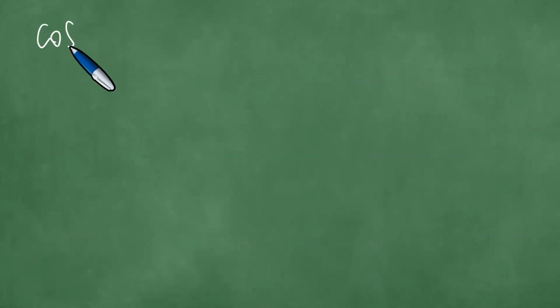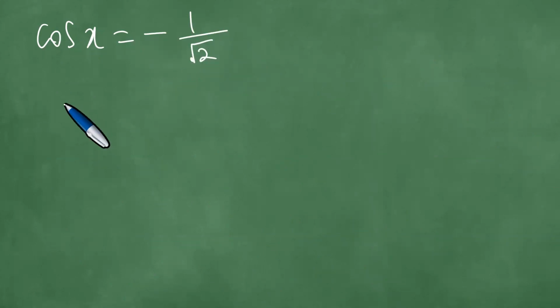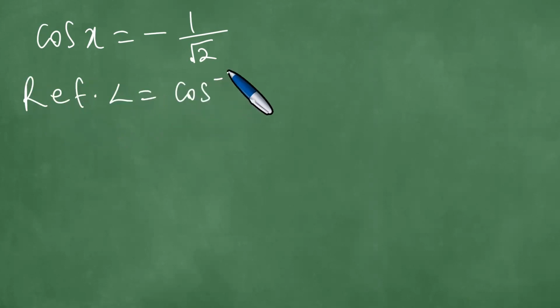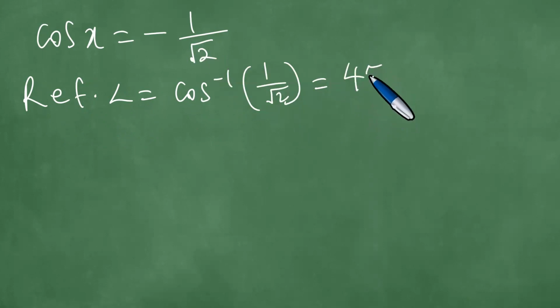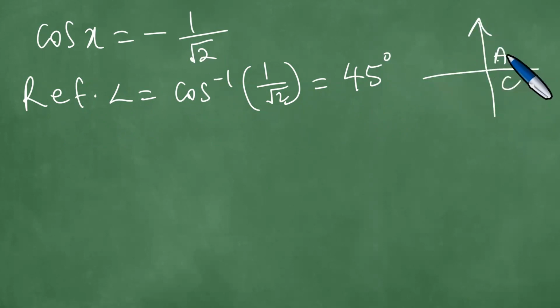But we also have another equation to solve. We also have cosine x equals minus 1 over the square root of 2. And we get here the reference angle, which is arc cosine of 1 over the square root of 2, taking the positive ratio, and that gives us exactly 45 degrees. Looking at the CAST diagram, the cosine is negative in a couple of quadrants. It is negative in the second, but it's also negative in the third.